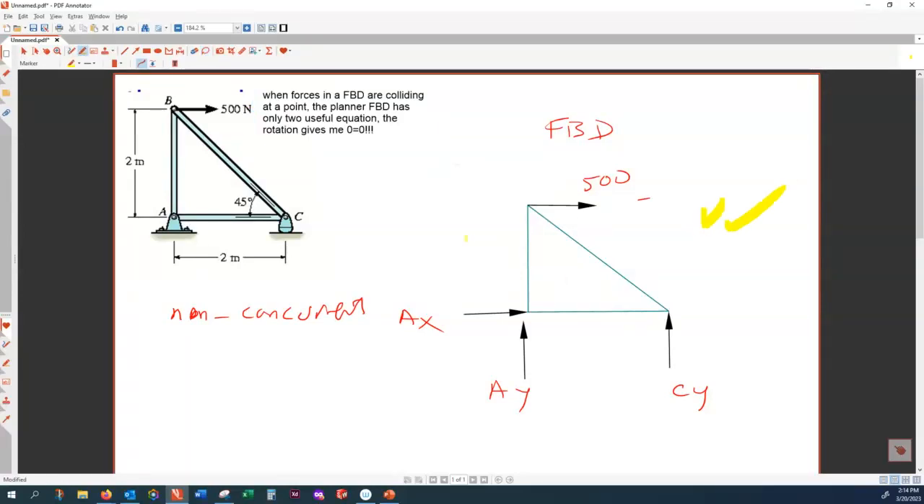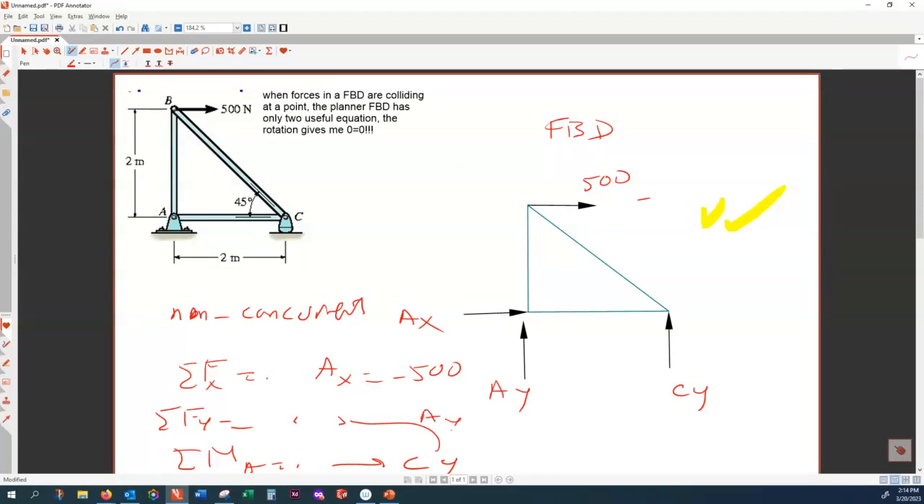How do I solve this problem? I would apply net forces horizontally equal to 0. That gives me AX equal to minus 500. And then I apply net forces vertically equal to 0. And then I apply net rotation with respect to point A equal to 0, which gives me CY. And this CY, I bring to this equation, and that gives me AY. All right, so that is the method of entire structure.